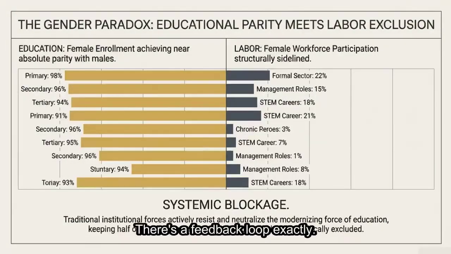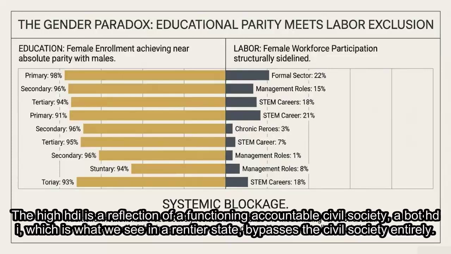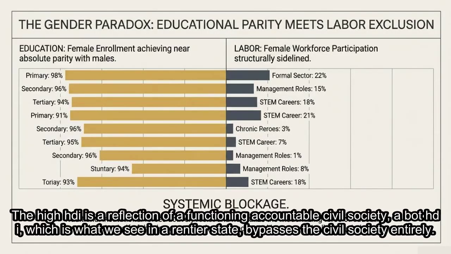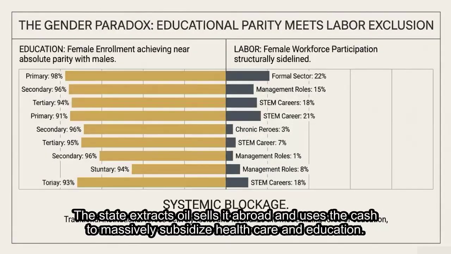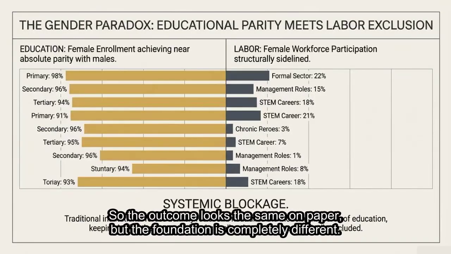The citizens generate wealth, they pay taxes, and because they pay taxes, they demand that the government invest in high-quality schools and hospitals. There's a feedback loop. Exactly. The high HDI is a reflection of a functioning, accountable civil society. A bought HDI, which is what we see in a rentier state, bypasses the civil society entirely.